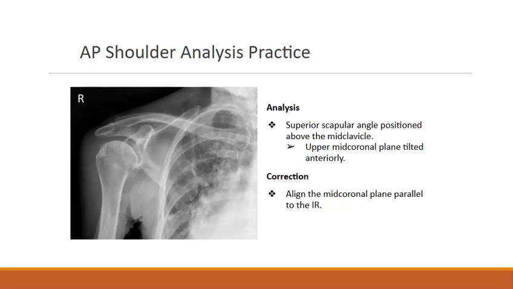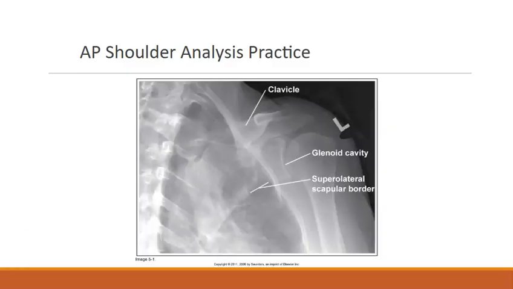You also want to look for any rotation. So you want to look at the position of your medial clavicular end in relationship to the vertebral column. In this case, it is aligned parallel next to the vertebral column, indicating no rotation. So therefore, there's no corrective action needed for that. Go ahead and review this practice analysis and answer the following question.